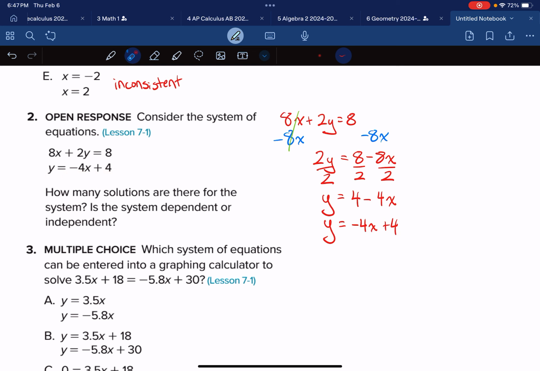So there's an infinite number of solutions for this one because they are the exact same line. The lines are on top of one another. So you want to say here, there's an infinite number of solutions. And then the next question is, is the system dependent or independent? Independent means that there's one solution. Dependent means that they are the same solution. And that means that we are dependent in this case.